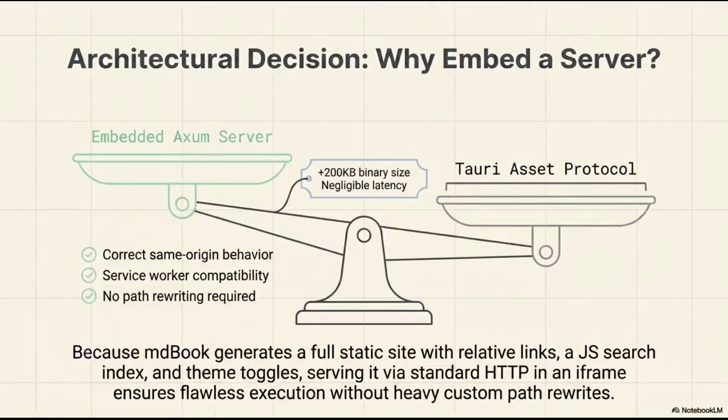This slide addresses a key architectural decision: why we chose to embed a server. On our balance scale, we're weighing an embedded Axum server against the Tauri Asset Protocol. Our decision leaned heavily towards embedding an Axum server, and for good reason. This approach ensures correct same-origin behavior, provides full service worker compatibility, and critically requires no path rewriting. While this option does add approximately 200 kilobytes to the binary size, the resulting latency is negligible, making it a worthwhile trade-off for the significant benefits gained.